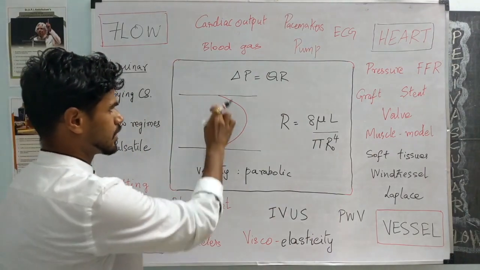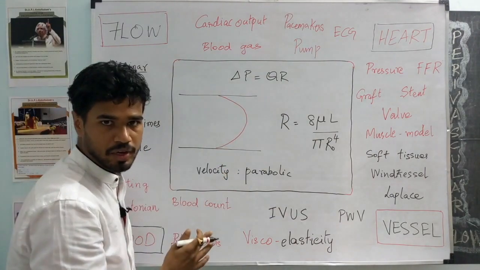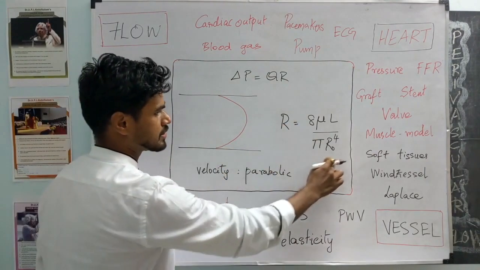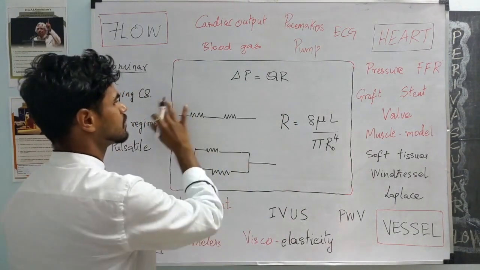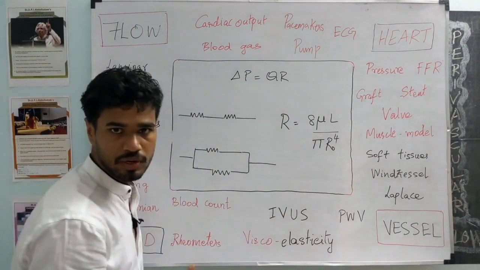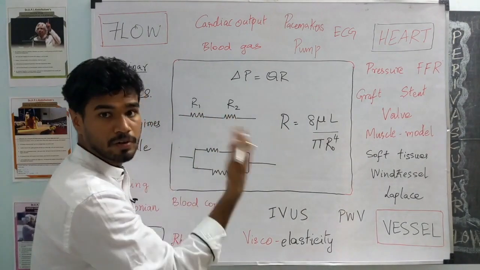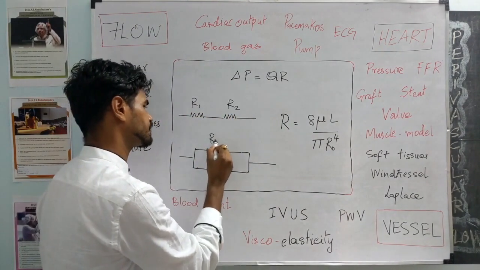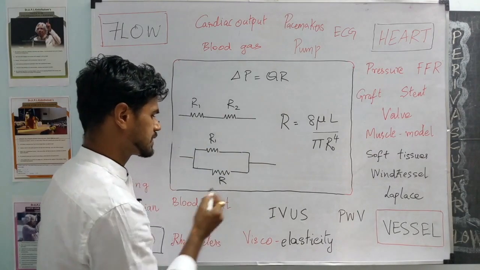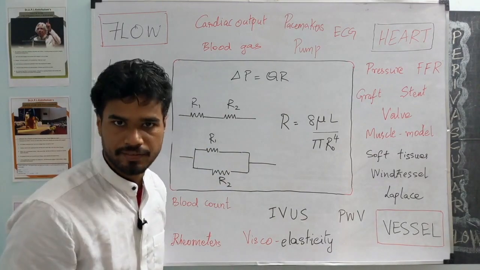The key thing is this: we are going to assume the velocity is parabolic, and with that we can derive this expression for resistance. Once we assume the flow is laminar and we have an expression for the resistance, it's easy to analyze, say, a series of blood vessels or a network of blood vessels or blood vessels in parallel, as in the case of grafts.